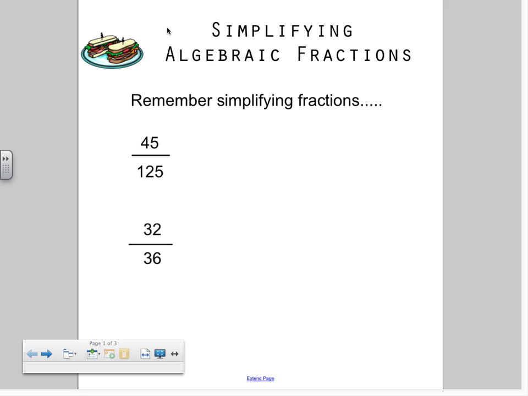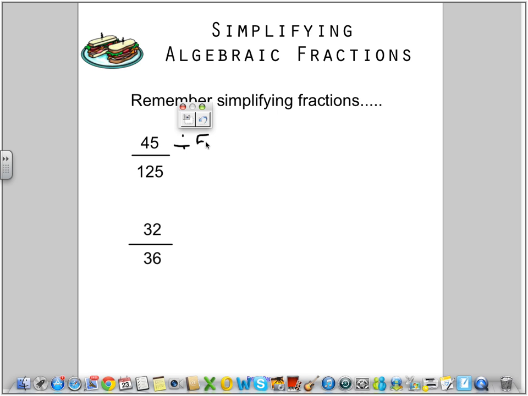Okay, simplifying algebraic fractions. So we're going to start this unit. This is lesson 4.4. We're going to start this unit by remembering how to simplify regular fractions. So 45 over 125, you should look for a common factor. So the 5 goes into both of those numbers, so I'm going to divide the top and the bottom by the same number, 5. And I get 9 over 25.